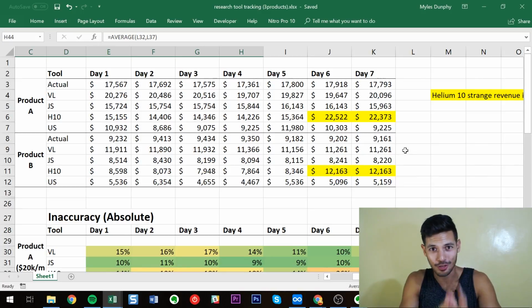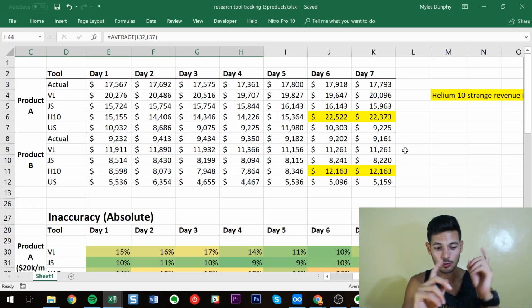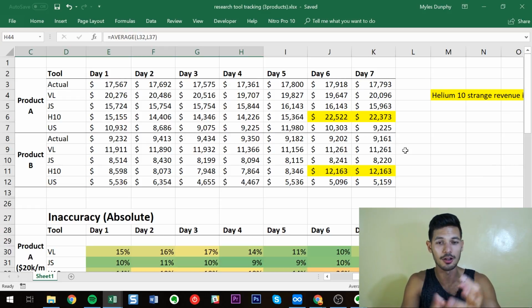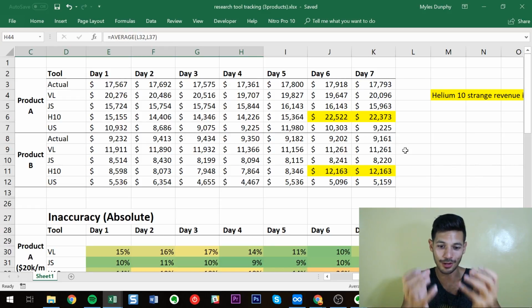If you're currently doing product research on Amazon and using one of these Chrome extensions, these product research tools, whether it's Viral Launch, Jungle Scout, Helium 10, or Unicorn Smasher, and you're wondering which one is more accurate, which one can you trust, then watch this video and you might be surprised by my answer.